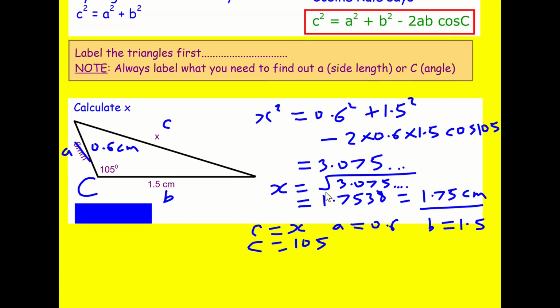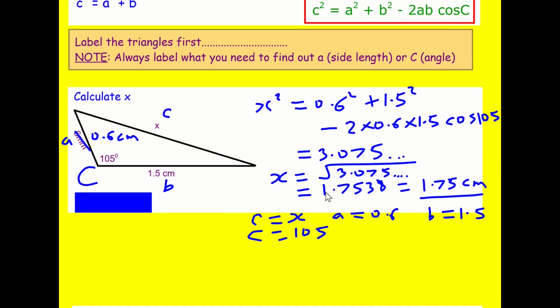So you can sort of see some symmetry going on. The fact that you've got A and B here, and then A and B here. If you had cos A on the right hand side after you've done your derivation, this is what it would look like: A squared equals B squared plus C squared minus 2BC cos A. You just swap the letters around.